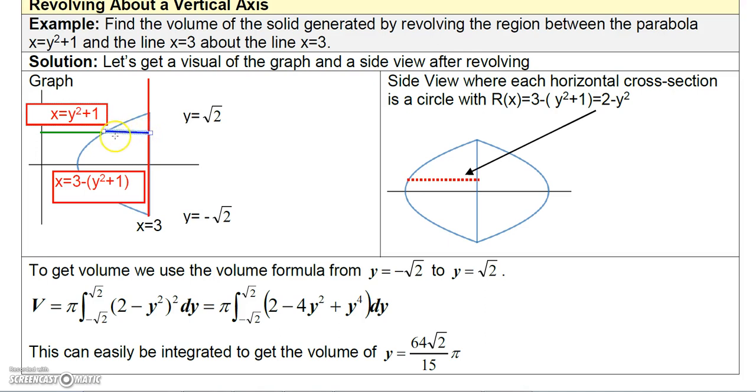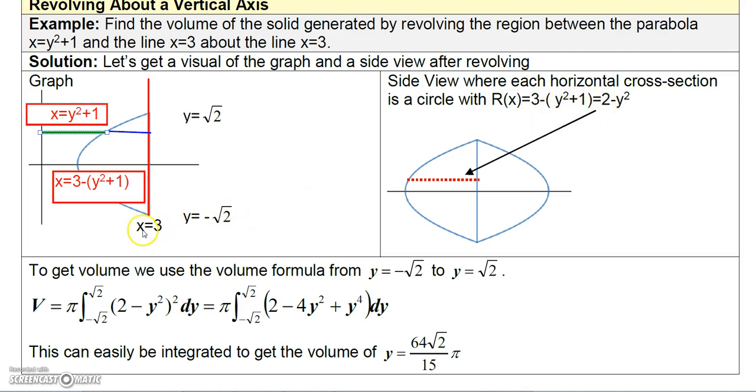So this distance here, if I took 3, which would be the distance all the way from here to here, that would be 3. And then if I subtract this distance right here from it, that would give me the distance between the figure and this vertical line, and that's my radius. So basically I take 3 minus the quantity y squared plus 1, and that's my radius. And you can see that over here, so there's my radius. Now I can simplify that because 3 minus 1 is 2, so that's really just 2 minus y squared.